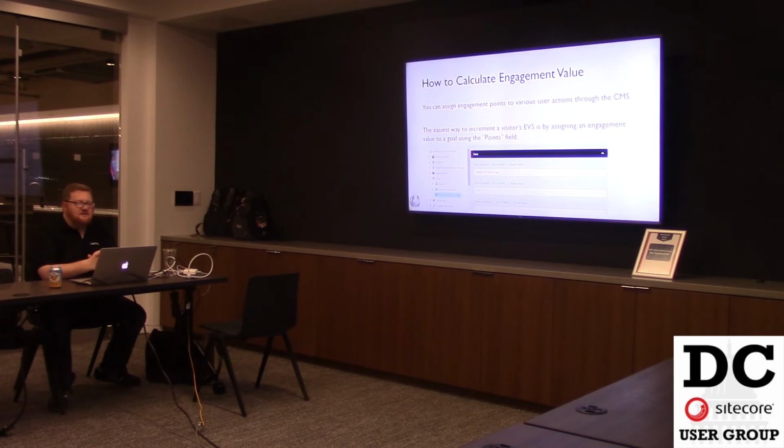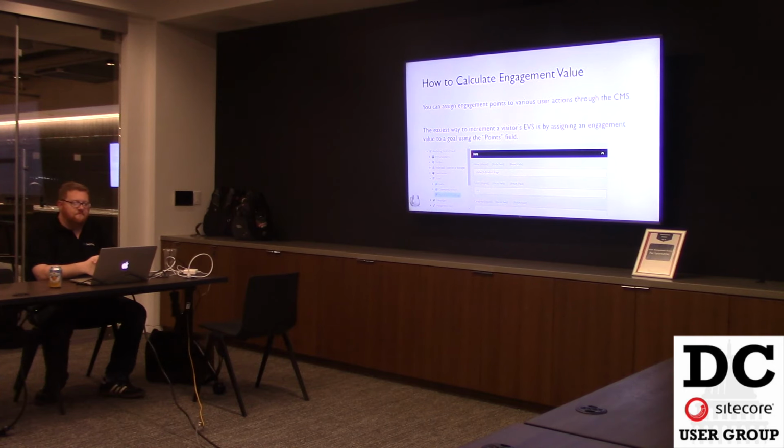So, how's engagement value calculated? You can assign engagement points to various user actions through the CMS. The easiest way to do this is to assign points to a goal, so that when a visitor achieves that goal, you increment their value by that number of points. So, if you want to follow the paradigm of form thank you pages, if a visitor has filled out the contact us form, maybe they get 10 points. If they fill out the request a demo form, maybe they get 20, right?